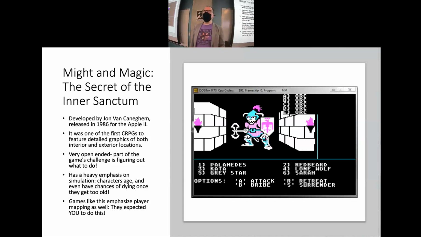Heavy simulation sort of emphasis, and when you think about games like the Elder Scrolls series, even maybe some of BioWare's work, I can't help but feel like they were influenced by Might and Magic in this regard. Characters age, they can even die of old age, right, during the gameplay. So there is a heavy sim element here.